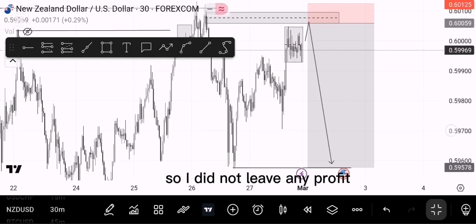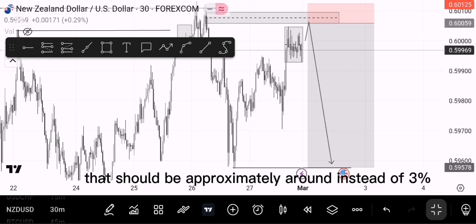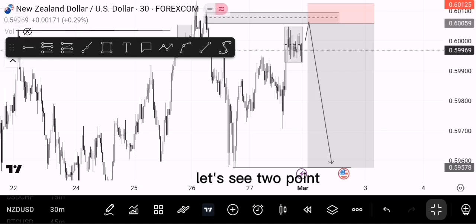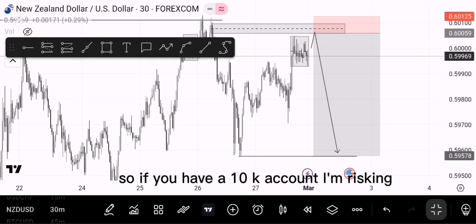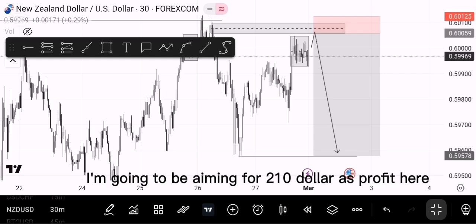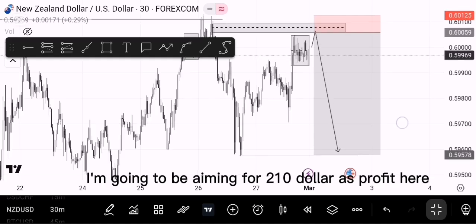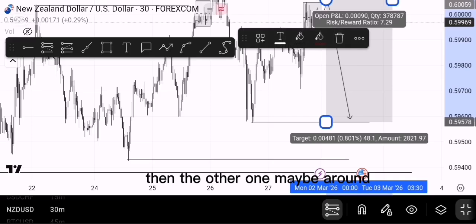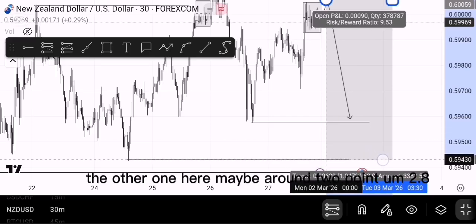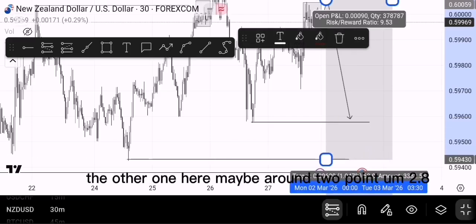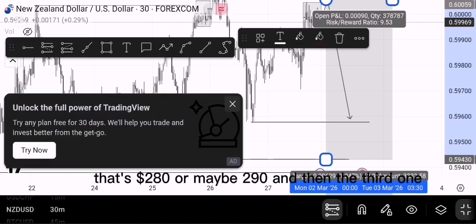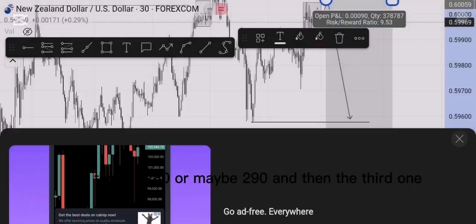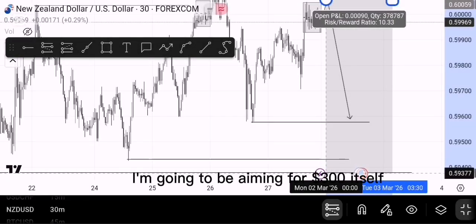So I did not leave any profit. Let's say 0.3%, 1 to 7, that should be approximately 2.1% of my account. So if you have a 10K account, I'm going to be aiming for $210 profit here. Then the other one maybe around 2.8, that's $280, or maybe $290. And then the third one I'm going to be aiming for $300 itself.